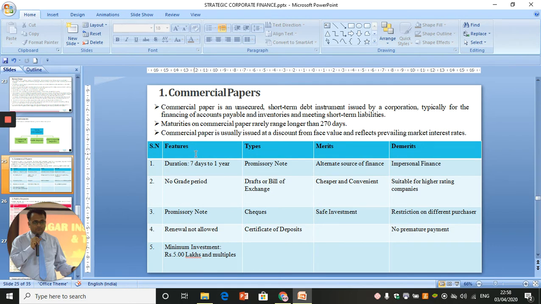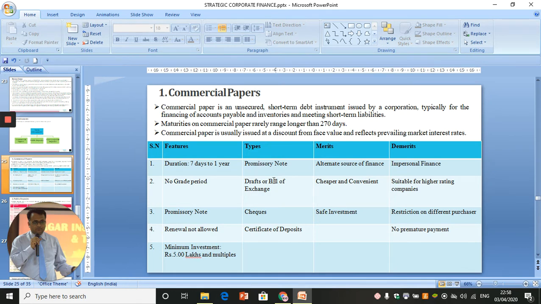Now, features: it is 7 days to 1 year. There can be no grace period. There cannot be any grace period, as it is a promissory note. Renewal is not allowed. Grace period means there cannot be any time period which can be extended or which can be asked for. And minimum investment is rupees 5 lakhs and in multiples.